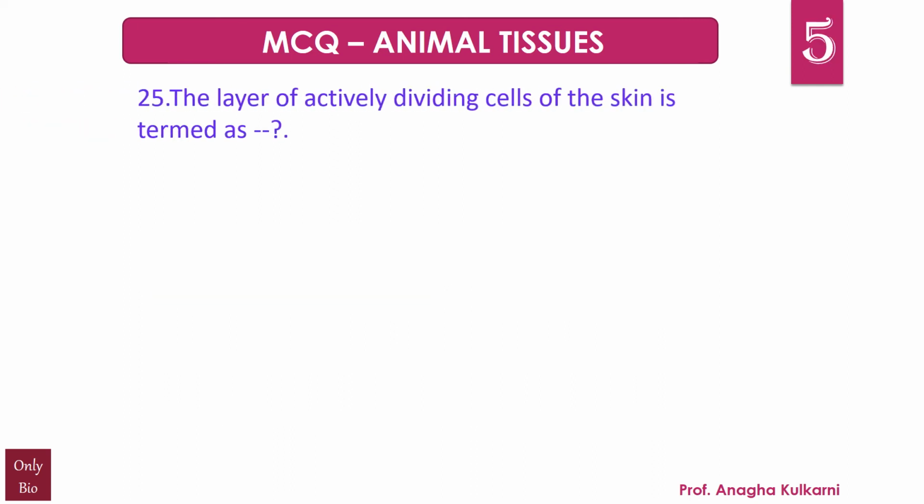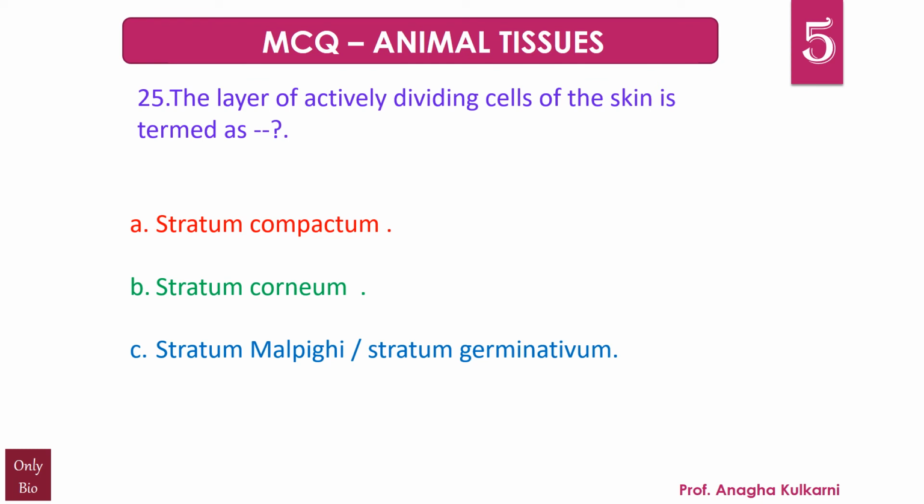Question number 25. The layer of actively dividing cells of the skin is termed as dash. A. Stratum compactum. B. Stratum corneum. C. Stratum malpighi or stratum germinativum. D. Stratum lucidum. And the correct answer for this question is C. Stratum malpighi, also called stratum germinativum.